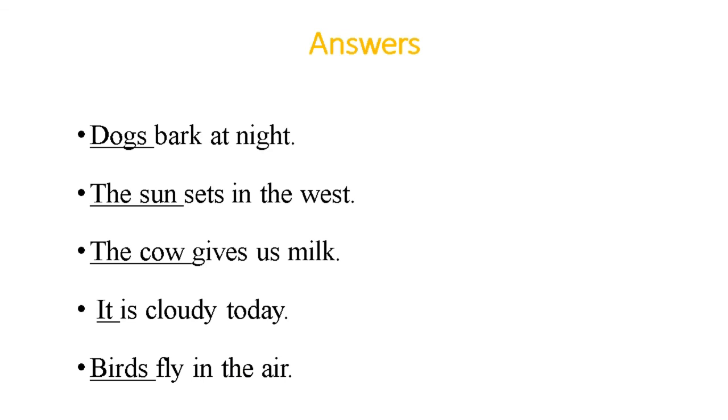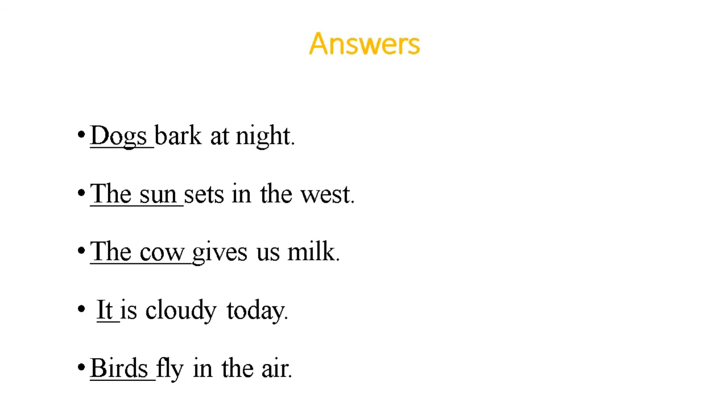We all know that sun sets in the west. So the subject allotted to this sentence is the sun. The sun sets in the west. Dash gives us milk. The cow gives us milk. Dash is cloudy today. The subject allotted to the sentence is it.